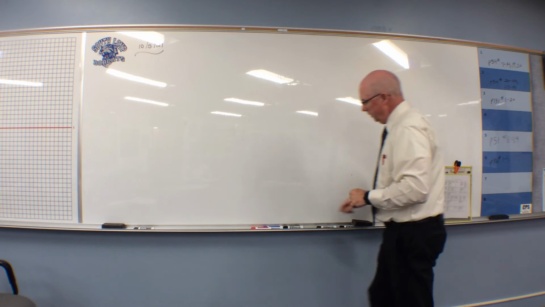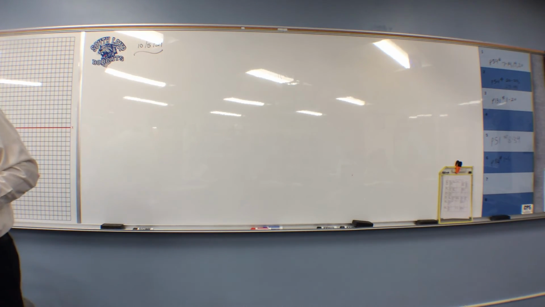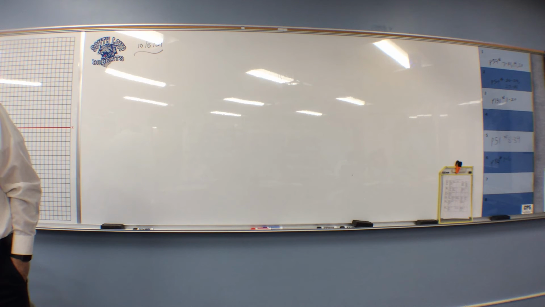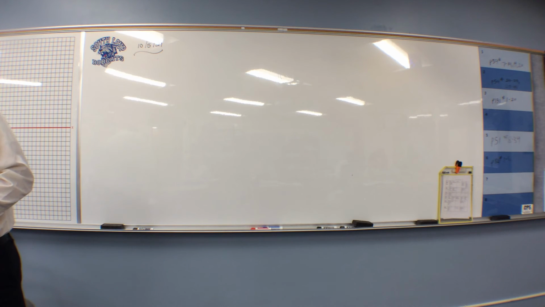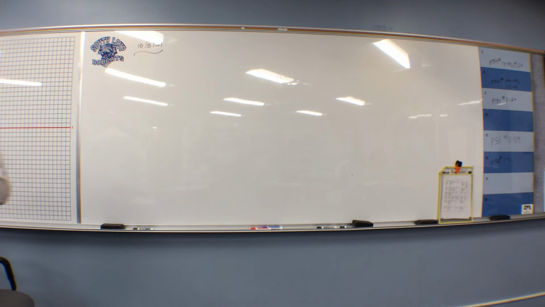Okay, we're gonna jump down to number 19 through 24. It says find the variable of each, find the value of each variable. All right, let's take a look at 19. What kind of angles are they? What kind of angles are those?